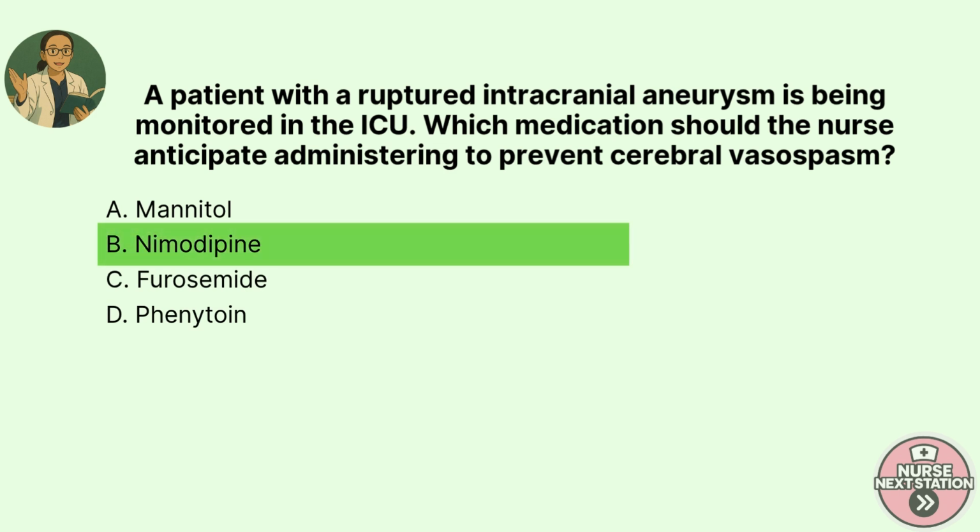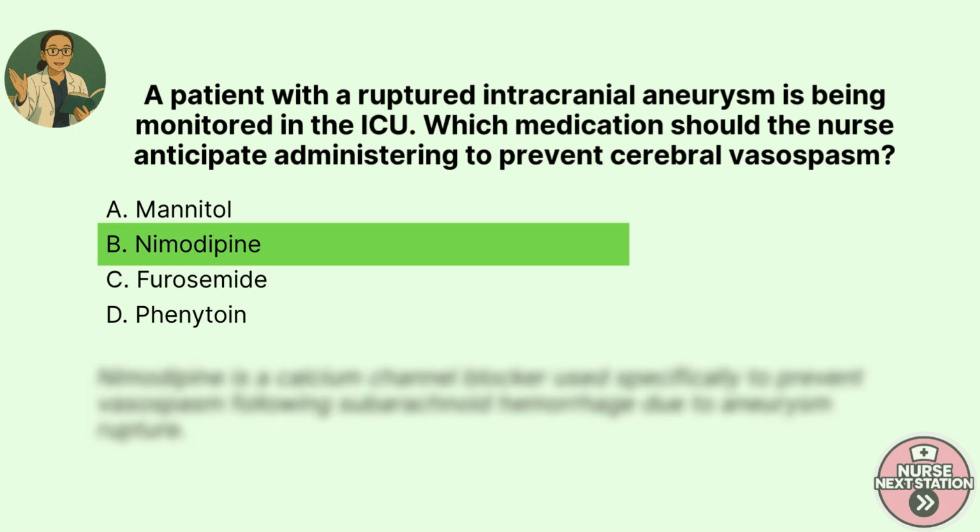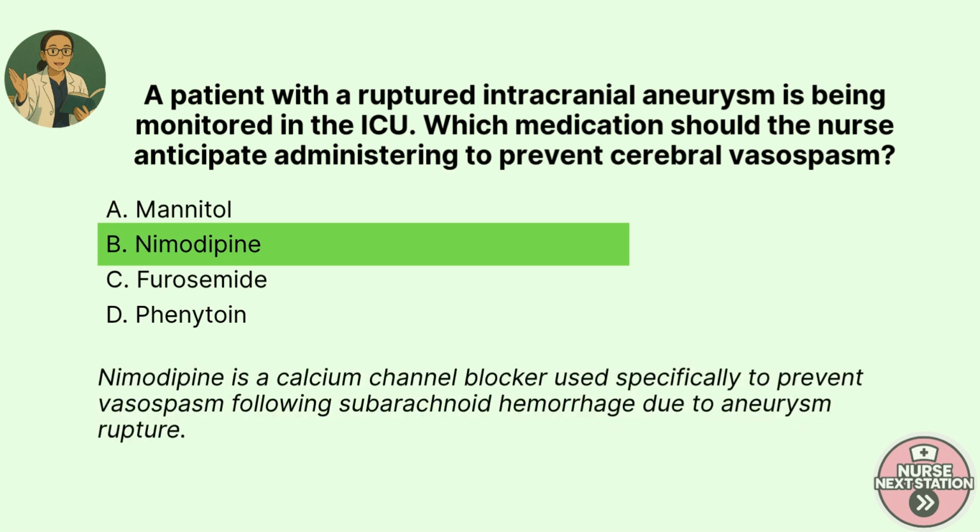The correct answer is B. Nimodipine. Nimodipine is a calcium channel blocker used specifically to prevent vasospasm following subarachnoid hemorrhage due to aneurysm rupture.